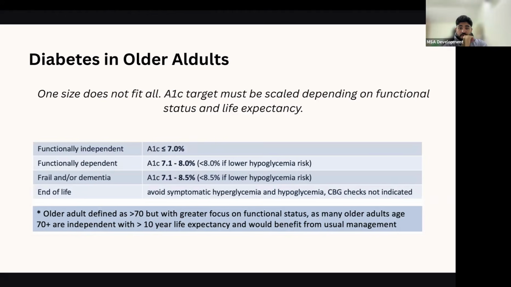So what you really need to keep in mind is that we do not look at it from a generic point of view. One size does not fit all. It really needs to depend on their functional status and life expectancy.